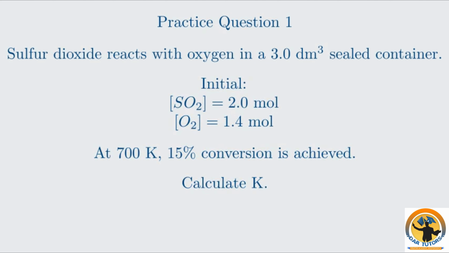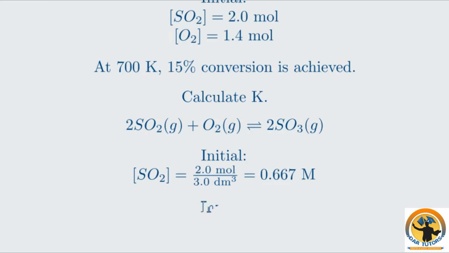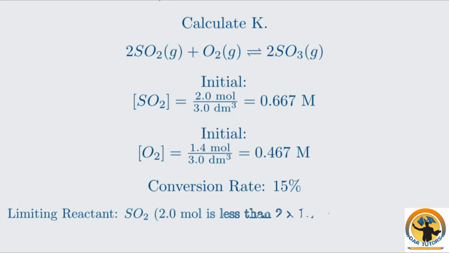First, we write the balanced equation and calculate initial concentrations. The equation is 2SO2 plus O2 in equilibrium with 2SO3. The initial concentration of SO2 is 2.0 mol divided by 3.0 dm3, which is 0.667 M. The initial concentration of O2 is 1.4 mol divided by 3.0 dm3, which is 0.467 M. Next, we use the conversion rate. 15% of the limiting reactant is converted. Based on the 2:1 ratio, if we had a lot of O2, we could react all the SO2. So SO2 is the limiting reactant.